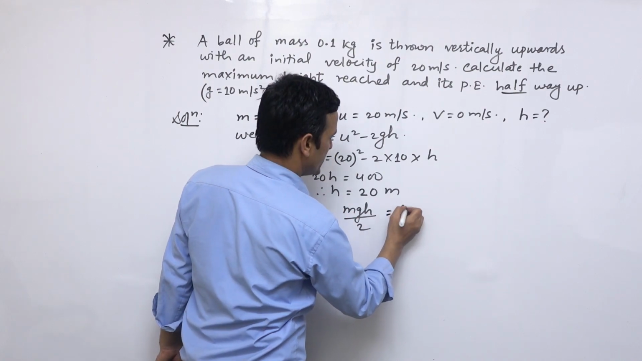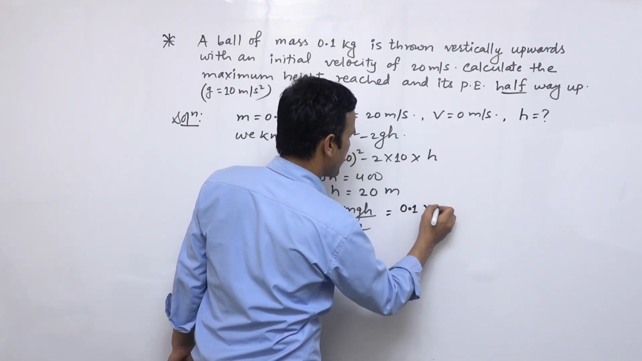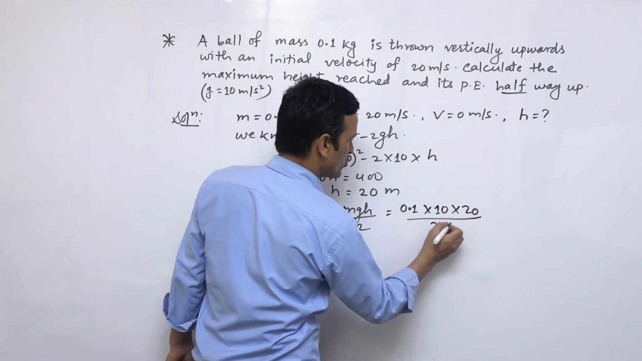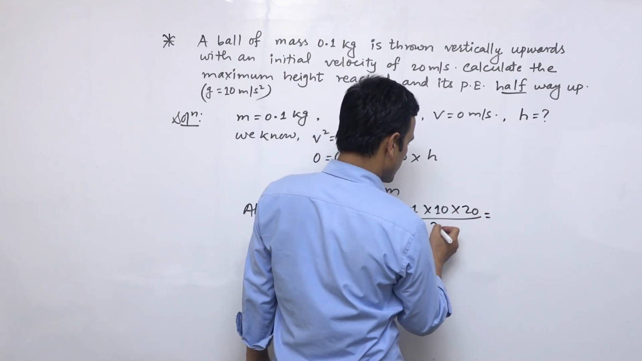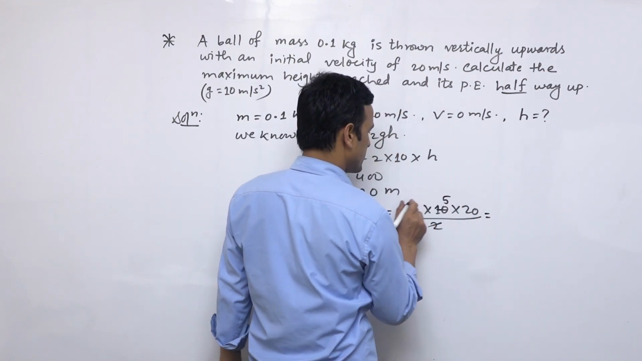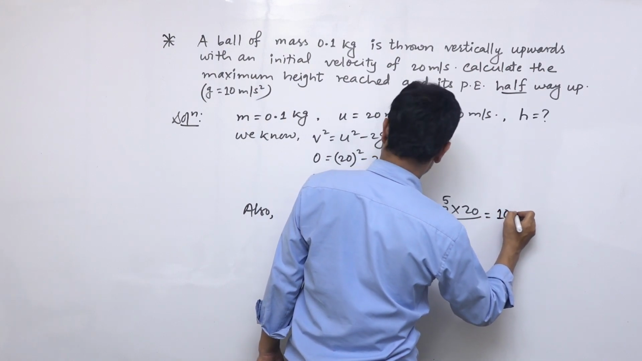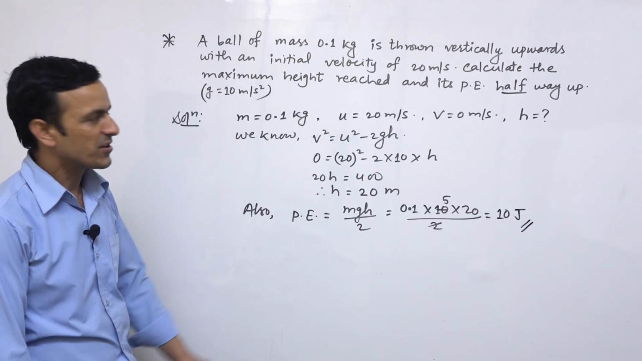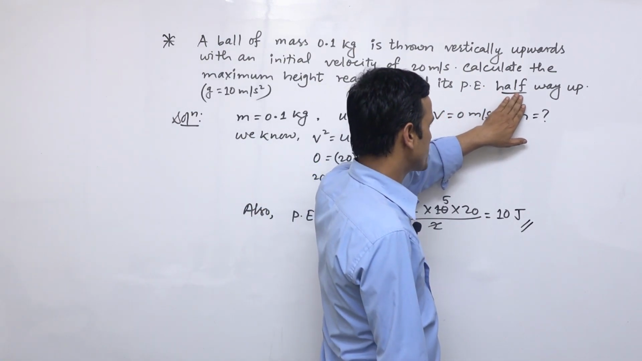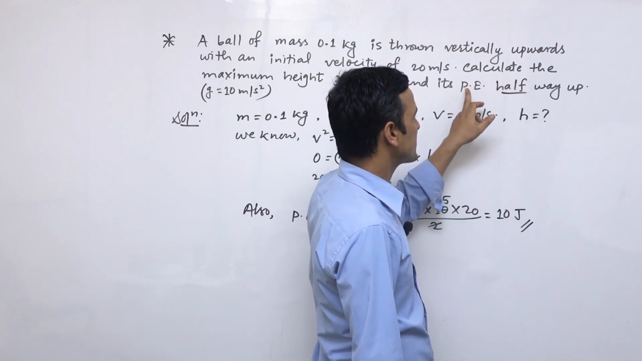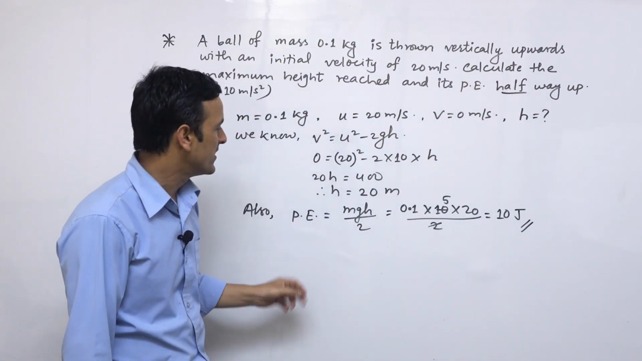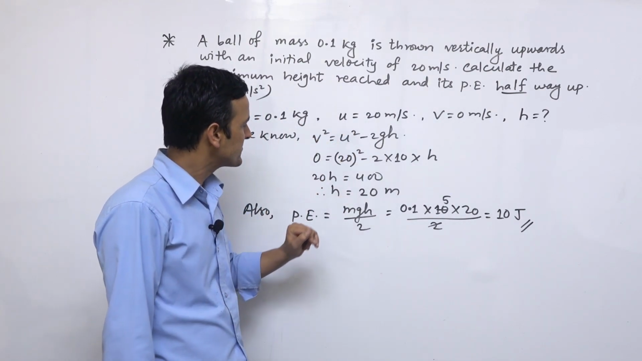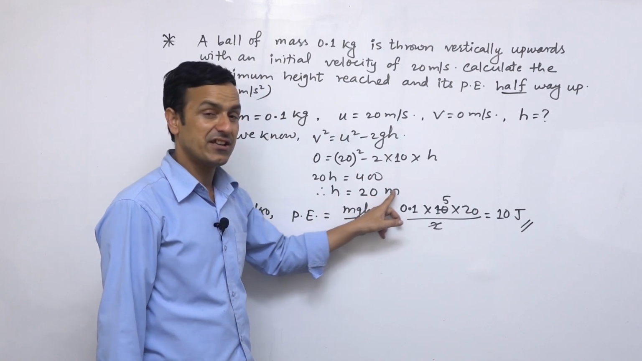So mass is 0.1 and gravity is 10. H means it is 20 divided by 2. What we get? So 2 5 जा 100, 1 जा means 100 भयो, 10 मात्रै आयो, 10 joule. 10 joule of energy is required for this question. So our question, the demand of the question is, if it covers only half distance, then how much energy is required? So 10 joule of energy is required for half distance and whose maximum height is 20 meter.